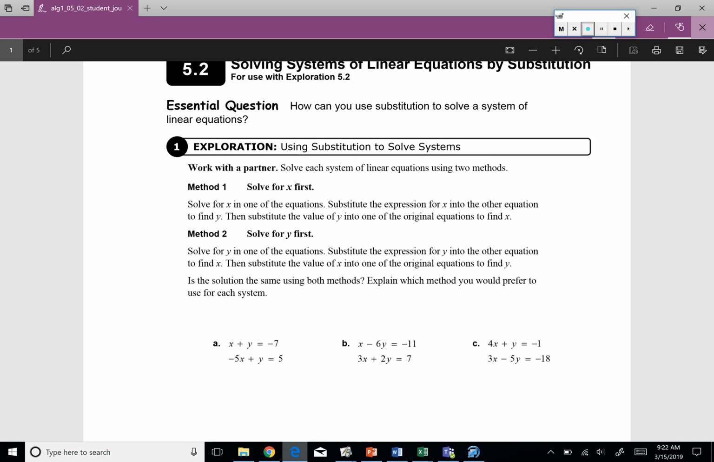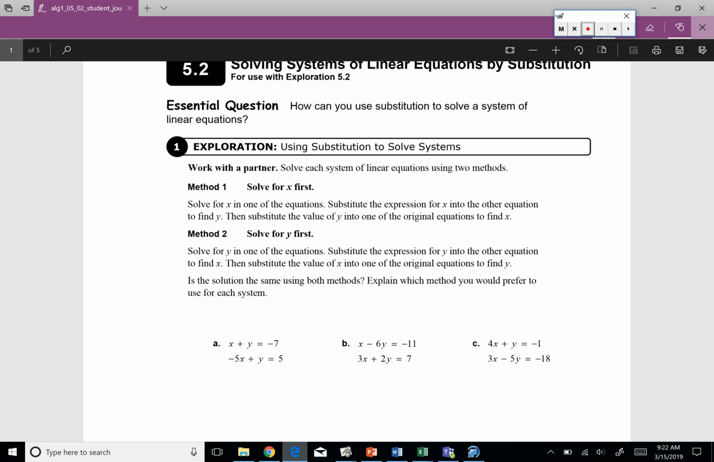In section 5.1, we were introduced to a system of equations. Remember, a system of equations is two or more equations with two or more variables, and they have a common solution. To find that solution, we graphed each equation and we found an intersection point. To see if that intersection point was a solution, we substituted it back in to each equation to check to make sure it made each equation true, or in other words, that the left side equaled the right side.